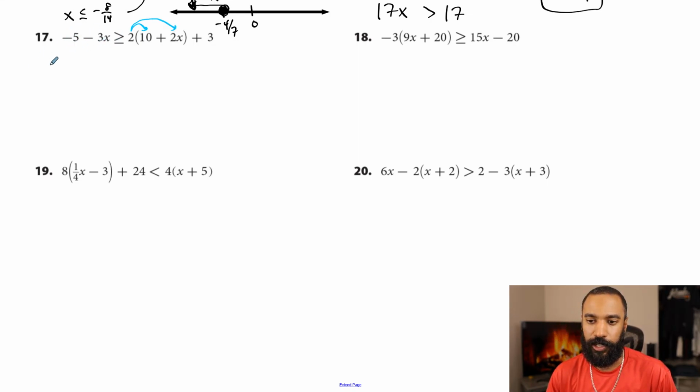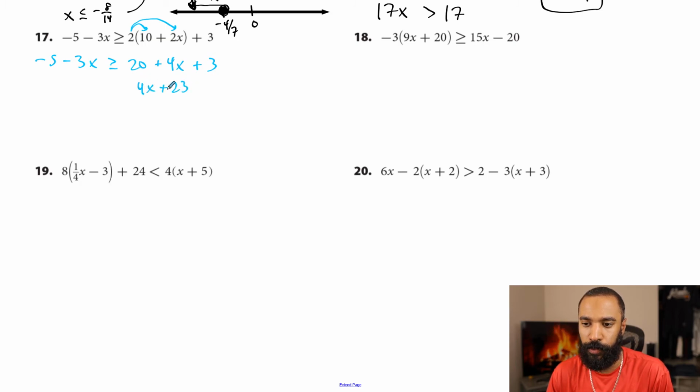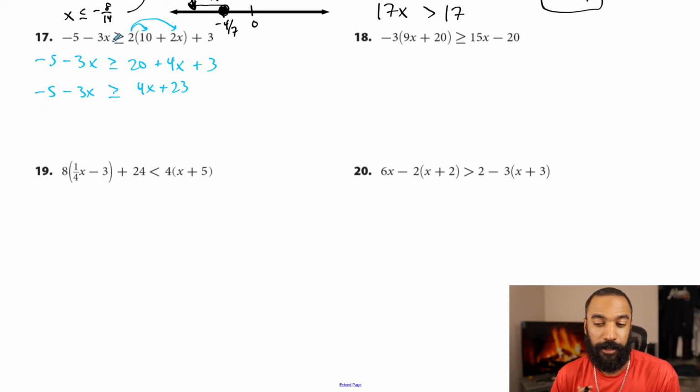This side is already simplified, so I'll leave it. Negative 5 minus 3x. This is greater than or equal to 20 plus 4x distribution plus 3. Don't forget that. 20 plus 3 is 23, so I'm going to have 4x plus 23 over here, and over here I'm going to have negative 5 minus 3x. Okay, on this problem I'm going to make the conscious decision to decide whether I want to subtract 4x and make them negative here, or add 3x and make them positive.